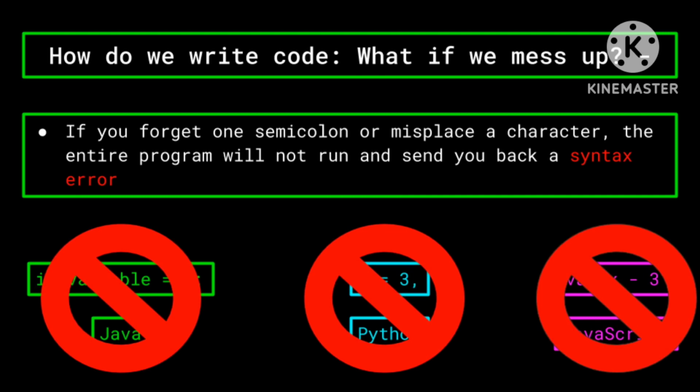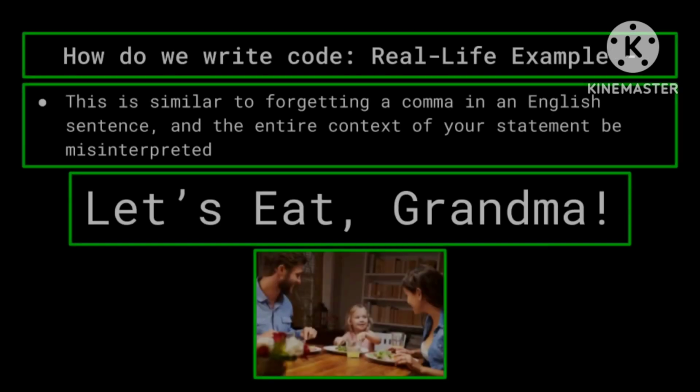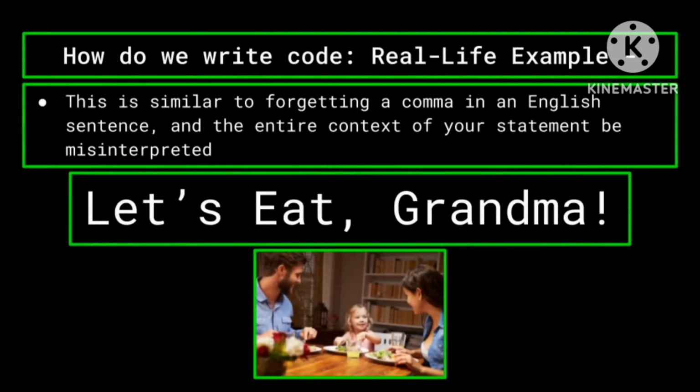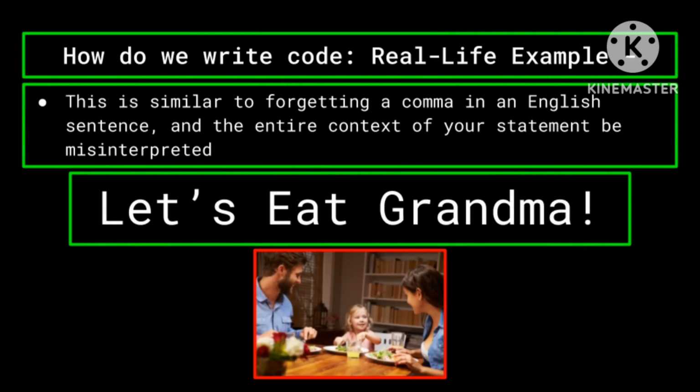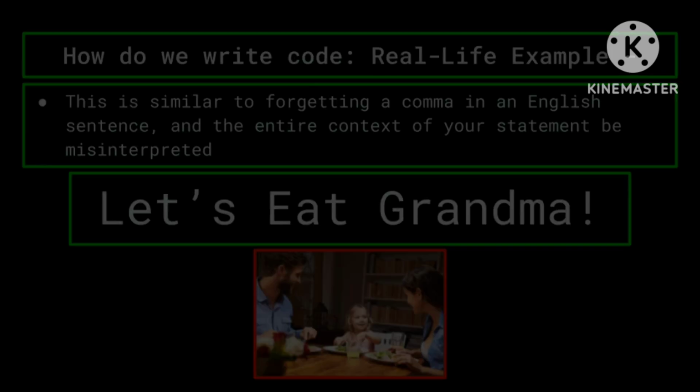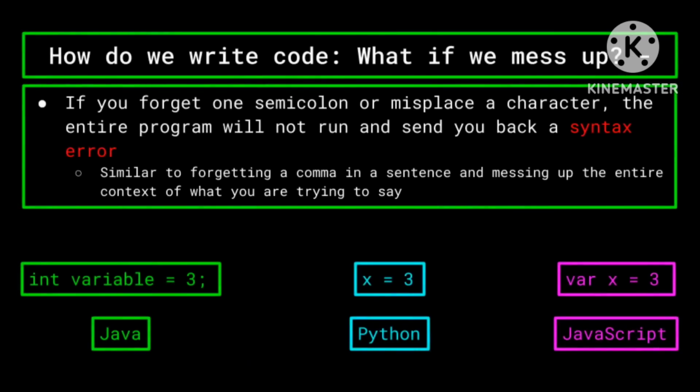Think of this as if you forget a comma in a sentence, and the entire context of what you're trying to say gets misinterpreted. For example, in the sentence, "Let's eat, Grandma," if you were to forget that comma, while it may seem like a small mistake, it changes the entire context of the sentence, making it sound like you're going to eat your grandma. The same rules follow for programming. If you forget a semicolon, the entire context of your program could be corrupted and misinterpreted by the IDE.